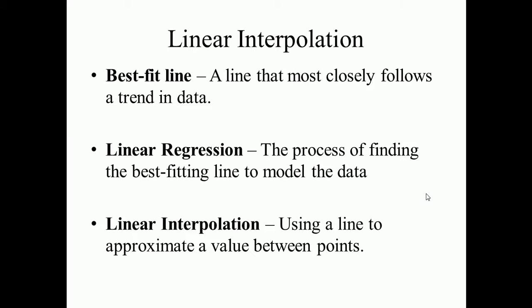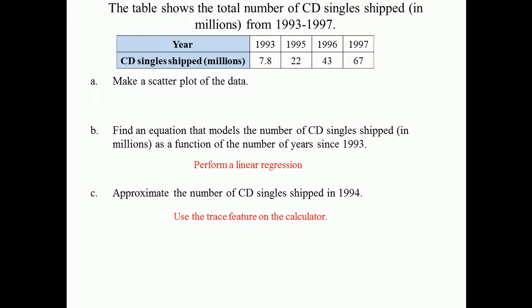So say, for example, on this problem right here, we can actually do an interpolation because as you can see in the table, there's some data missing that we don't see. So you use interpolation to find data within the points. Notice here how the approximate number of CD singles shipped in 94 is not here. So what we're going to do is an interpolation to find that.